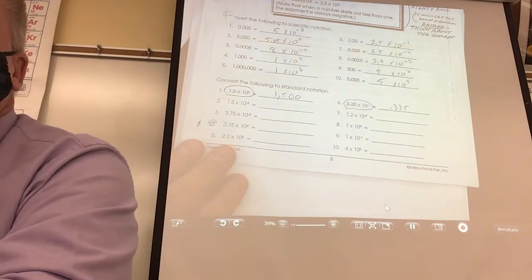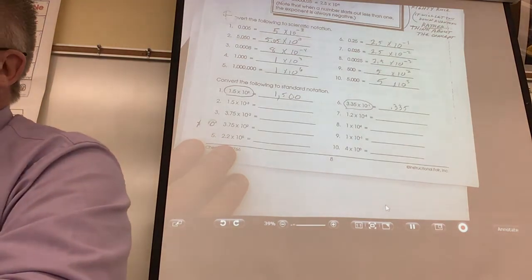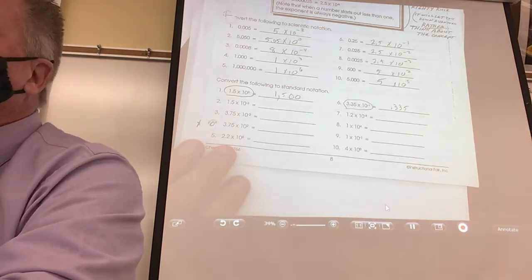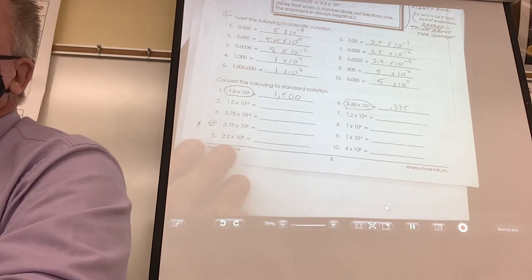And you say, I can master this stuff. You'll never have to teach this to me again. If I go to college and that professor says you got to do scientific notation, you don't have to ask me. I got it. Let's move on.